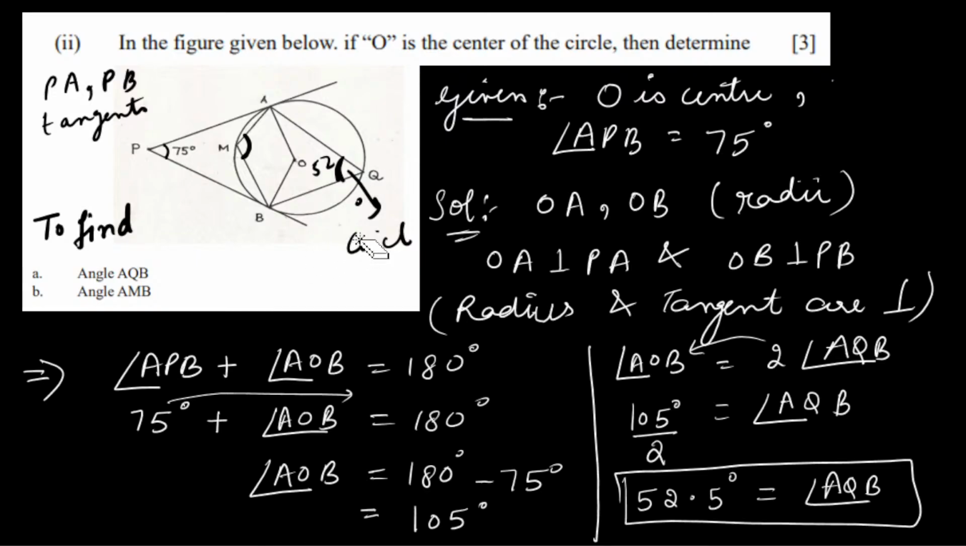Which result can we use now to find this angle? The first one we have already found, this is equal to 52.5. Angle AOB plus AMB is equal to 180 degrees. Yes, so we will use the cyclic quadrilateral now. We know opposite angles of a cyclic quadrilateral are supplementary. So AMBQ is a cyclic quadrilateral.